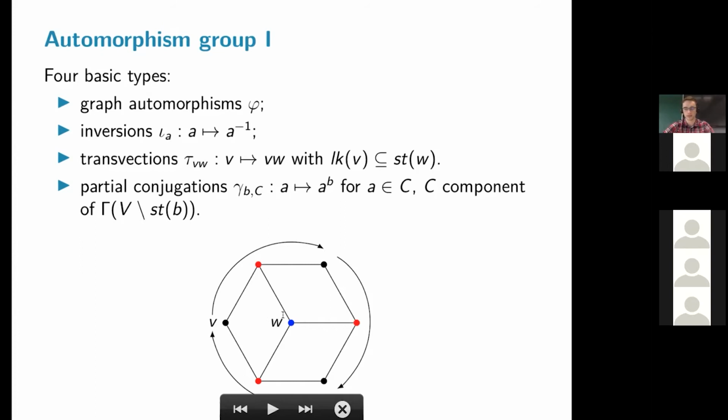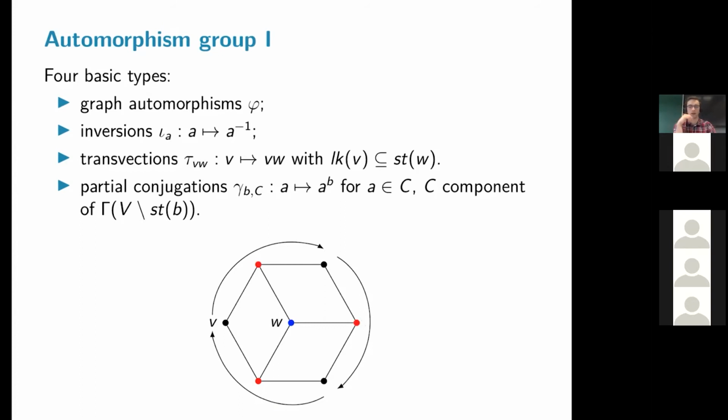So here in the example, the black vertex, the link of the black vertex is the set of these 2 red vertices. And this is exactly contained in the star of W. So the star is the 3 red together with the blue. So we see that the link of V is contained in the star of W. So this will define a group homomorphism of a right-angled Artin group.